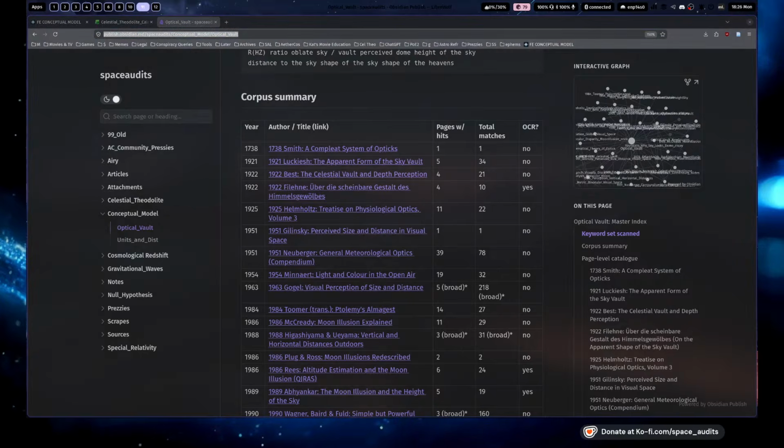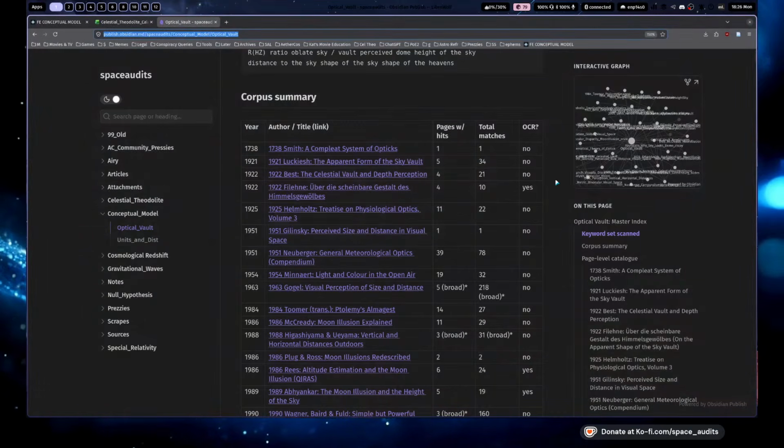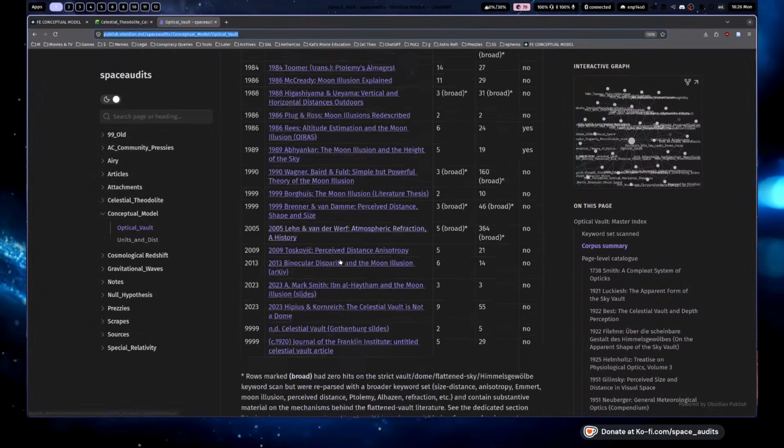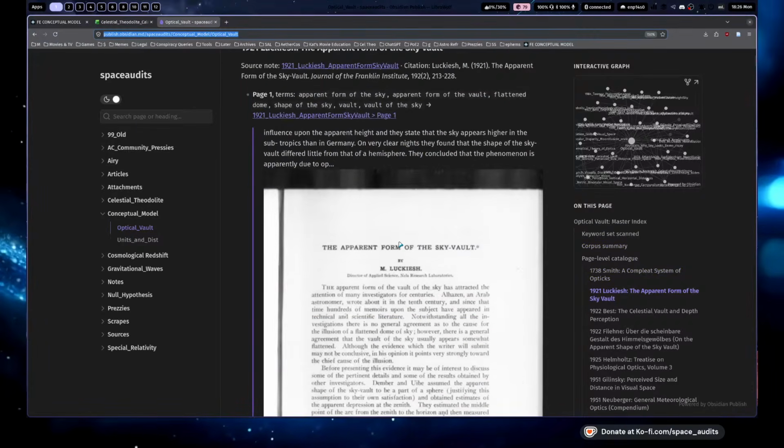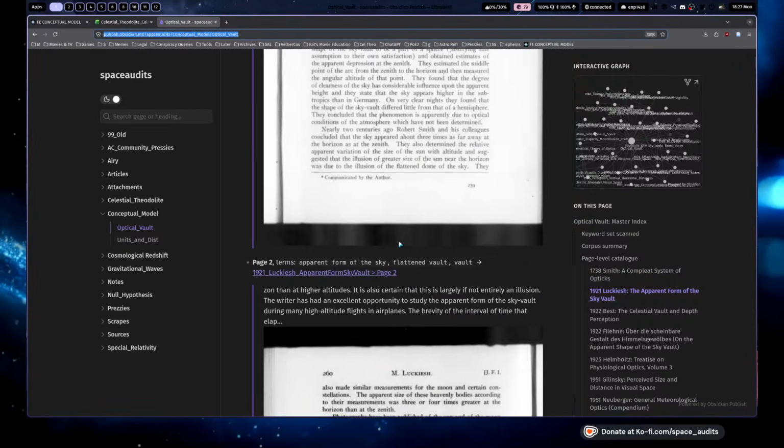Thank you, Shane. Here's 300 years of citations going over how the heavens are perceived: a vault, a flattened vault, or a curved dome, or a flattened curved dome. Like all these different ways to describe how we perceive the sky as a flattened dome or a flattened vault and whatnot. So you guys can go through these and check those out.